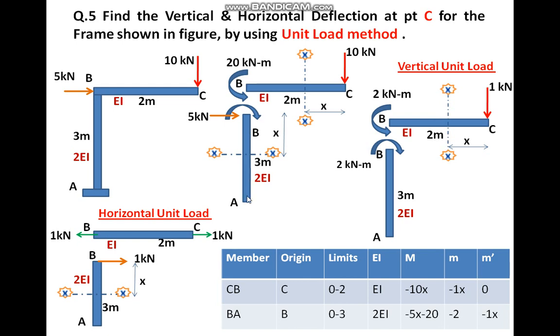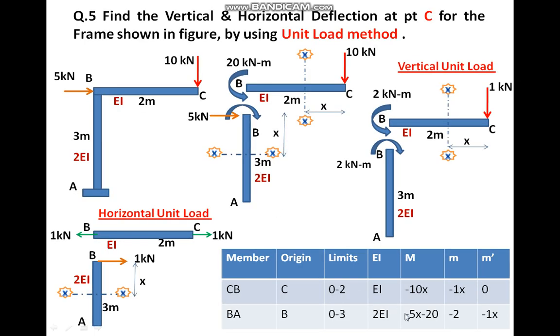Here, B to A. So here the 5 kilonewton load is also rotating clockwise. So 5 into distance x, so clockwise you write minus 5 into x. Here another moment is there, 20 kilonewton meter, which will be clockwise, so for that purpose you write minus 20.